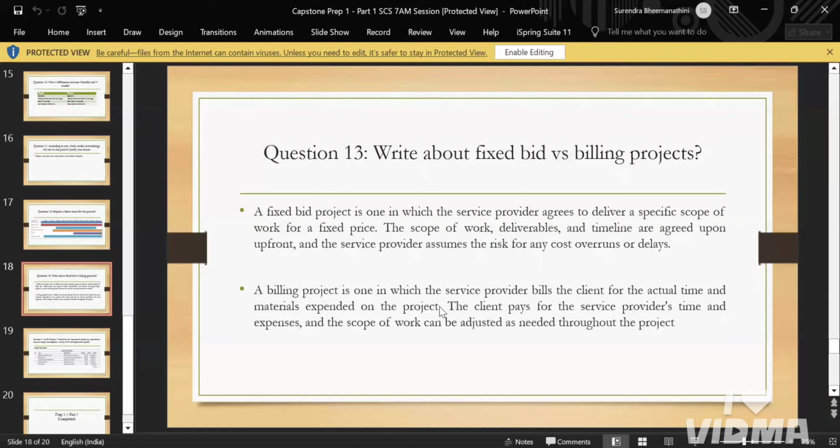A billing project is nothing but where the service provider bills the client for actual time and materials expended on the project. For example, the client will give the budget based on the work done by the resource. For example, he will be giving the salary based on the hours. So like that, you need to write down what is a billing project. Okay.